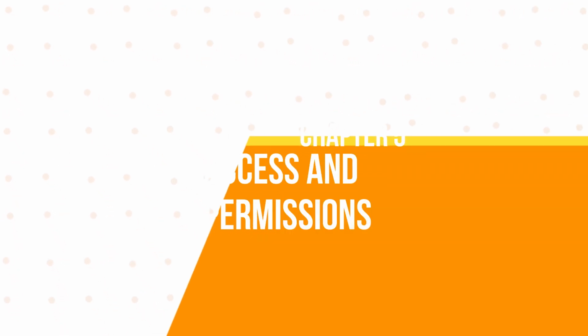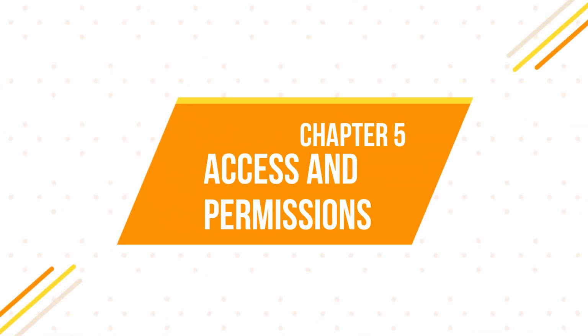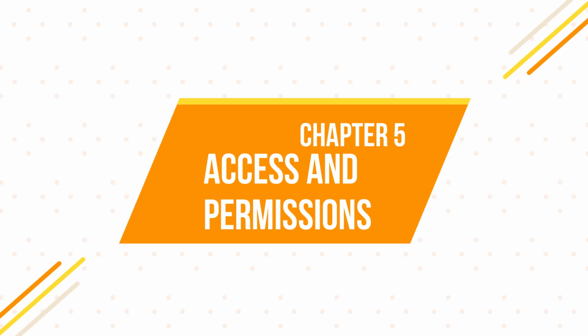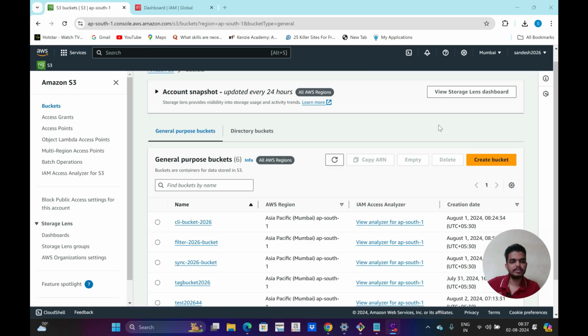In this next chapter, we are going to learn permissions and access levels. We are going to cover three permission levels. One is access control list, ACL. Next is IAM policies. Next is S3 bucket policies. So let's start that now. Yes, let's start with accesses and permissions. The first thing we are going to learn is ACLs, access control lists.